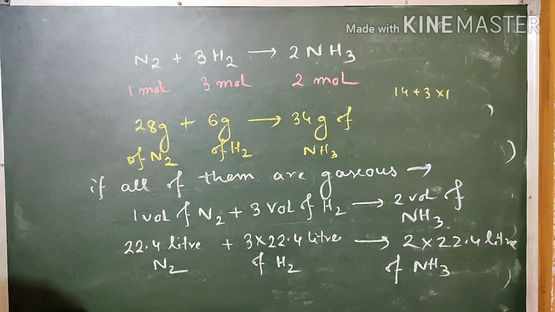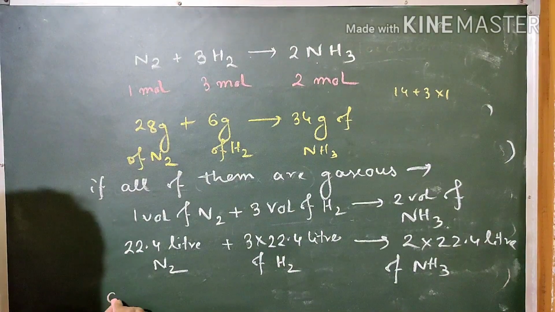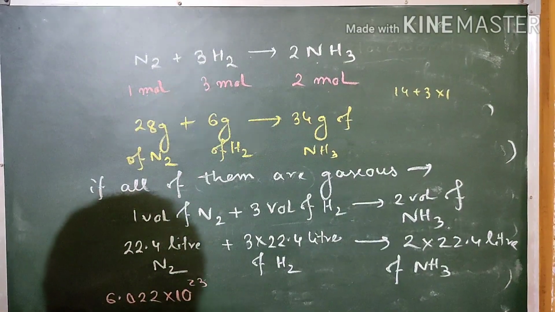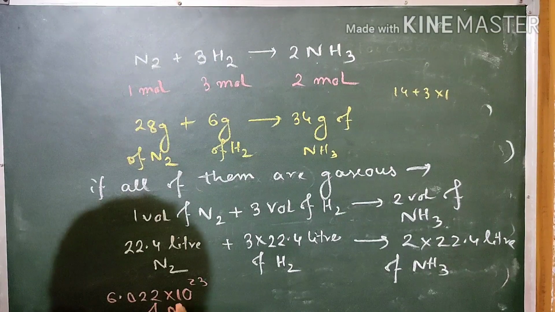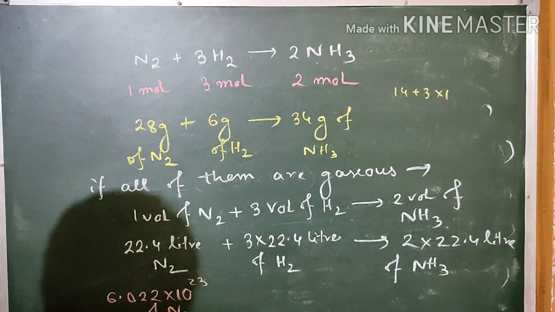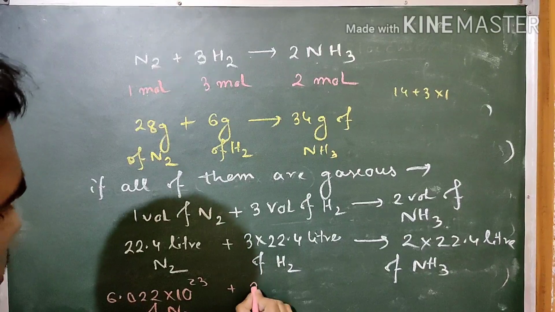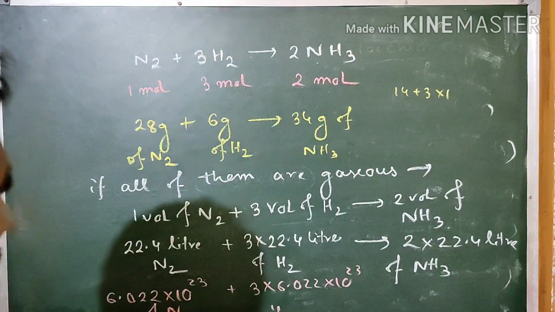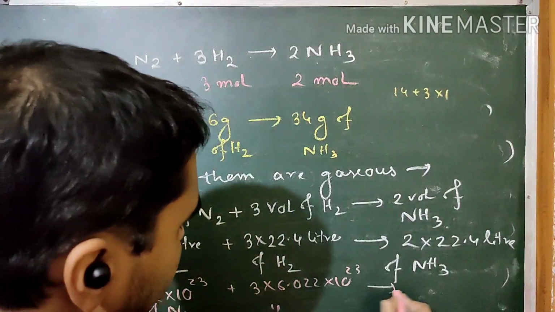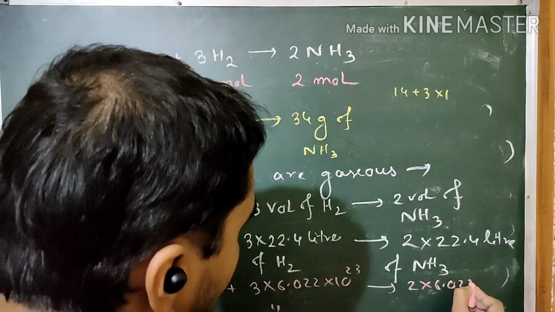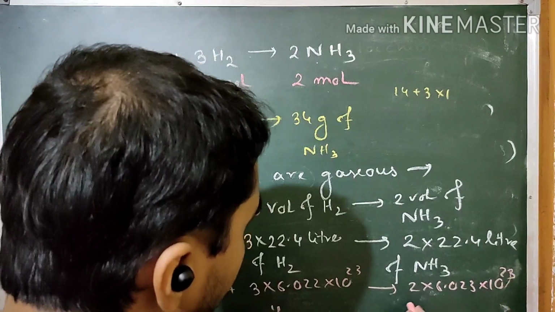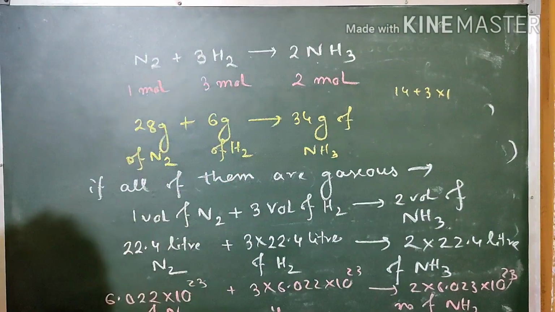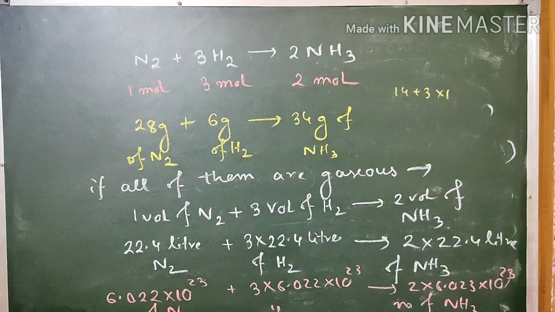One more line we can say further, that it should be 6.022 into 10 to the power 23 number of N2 molecules. It should be 3 into 6.022 into 10 to the power 23 hydrogen molecules, and giving rise to 2 into 6.022 into 10 to the power 23 number of ammonia molecules. So this is how we should be able to understand.